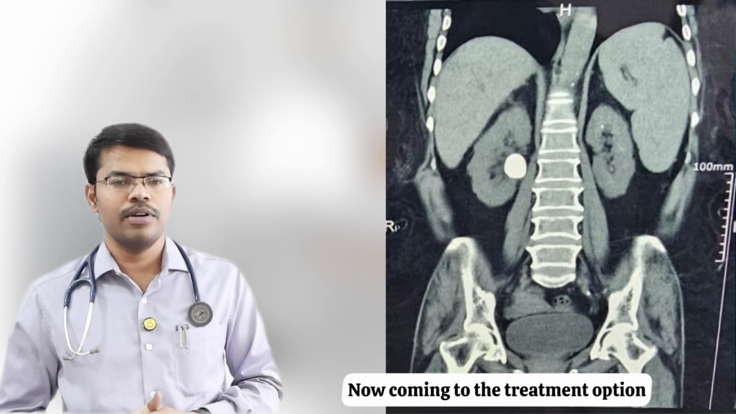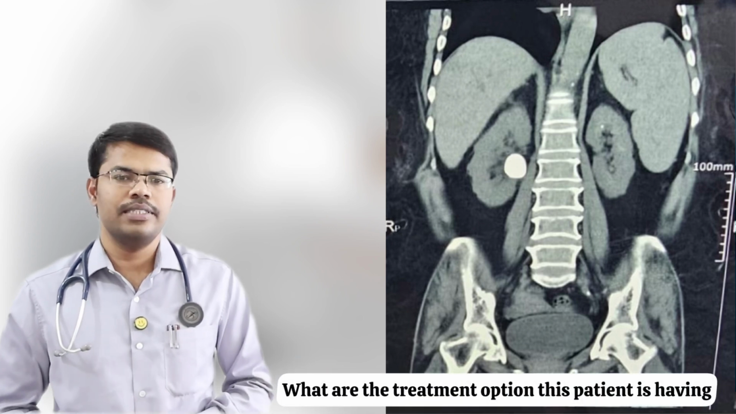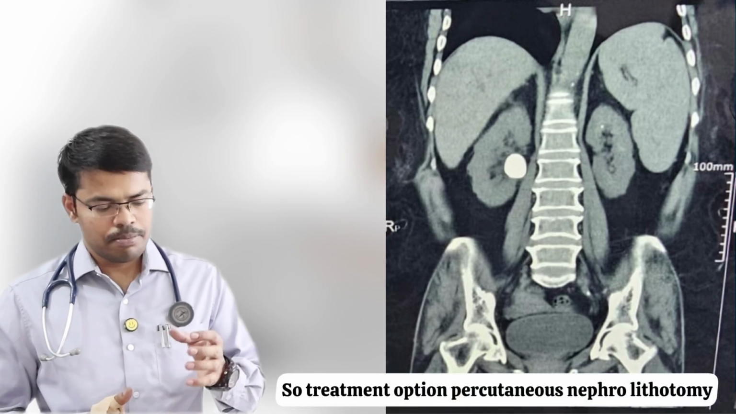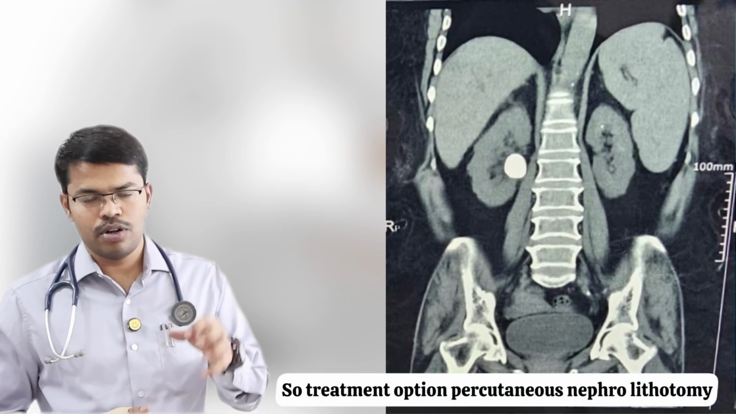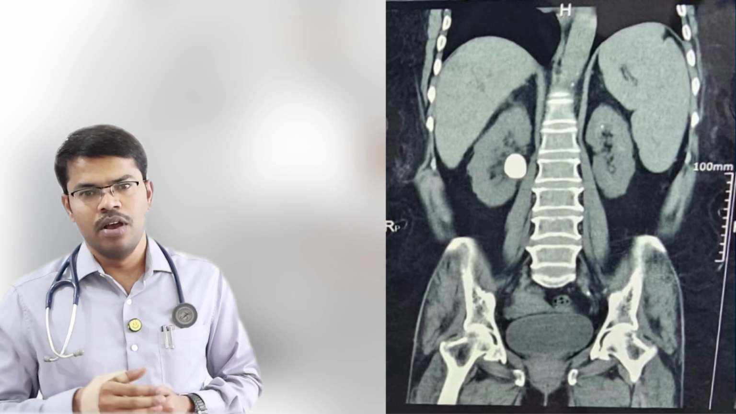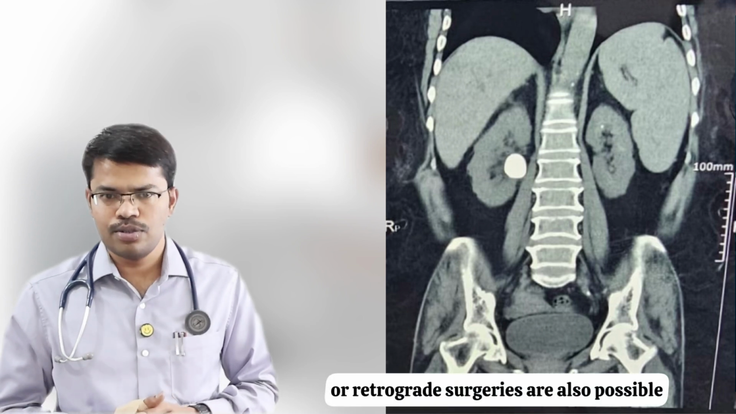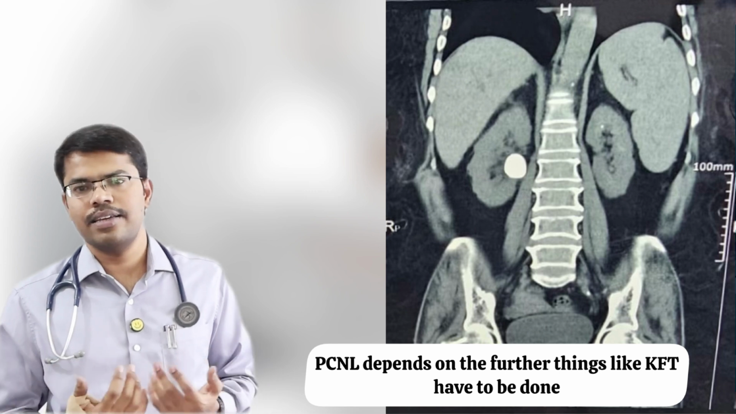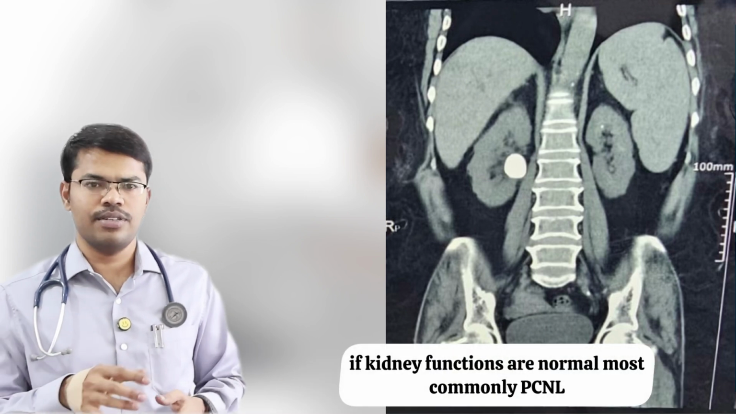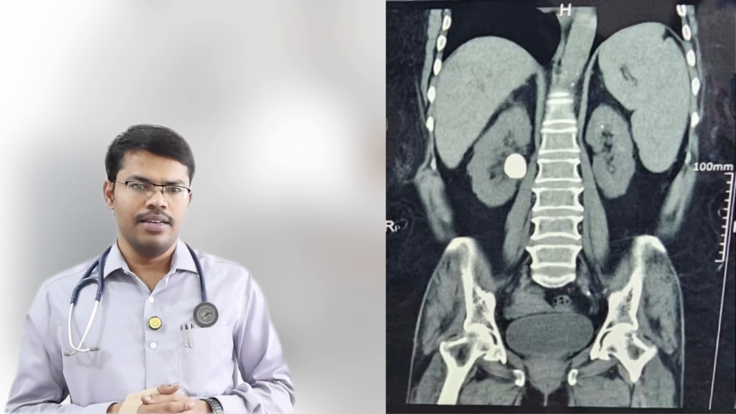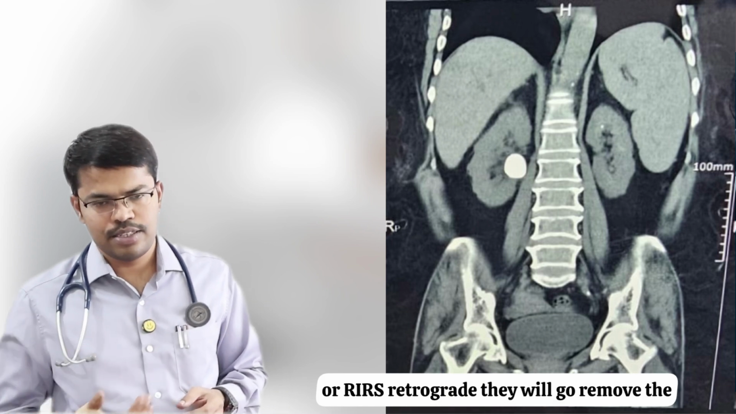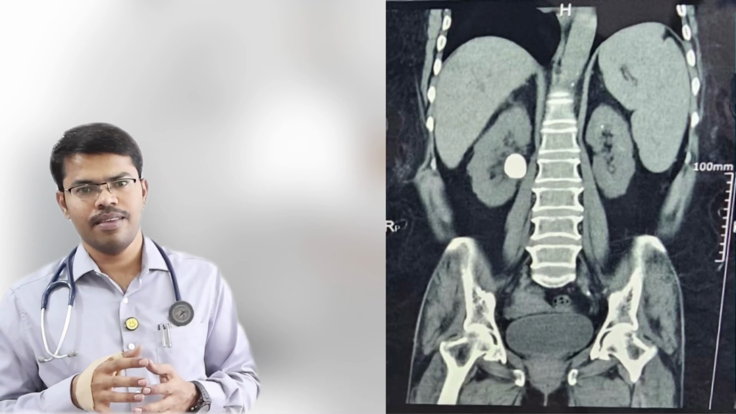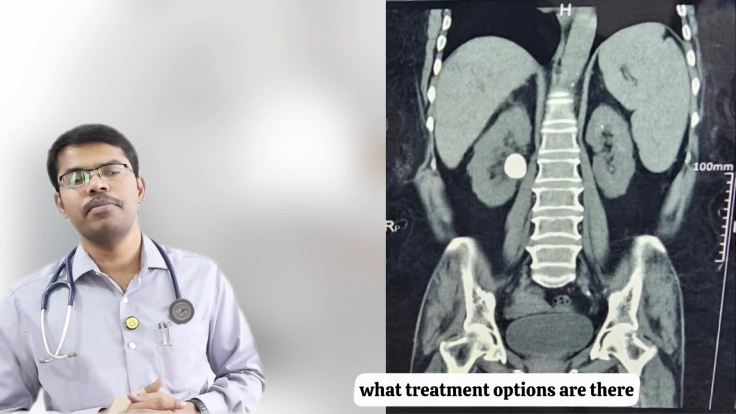Now coming to the treatment options. What are the treatment options this patient has? Percutaneous nephrolithotomy, removing the stones, or retrograde surgeries are also possible. PCNL depends on further things, like KFT has to be done, whether kidney functions are normal. Most commonly PCNL or RIRS. Retrograde, they will go, remove the stone and come back. You should know broadly what treatment options are there.